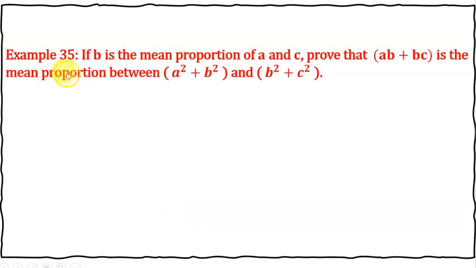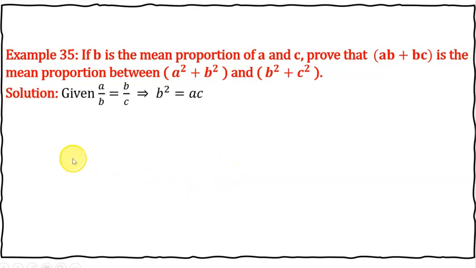Now next, question number 35. If B is a mean proportion of A and C, then prove that AB plus BC is the mean proportion between A square plus B square and B square plus C square. Now this is the mean of these two. Therefore, the square of this is equal to the product of these two numbers.